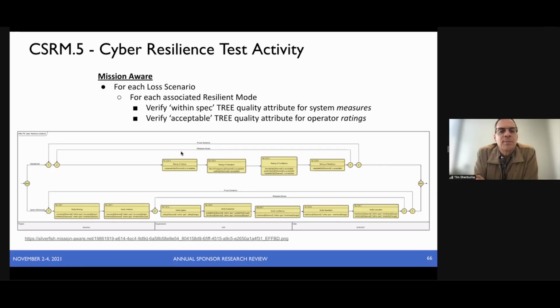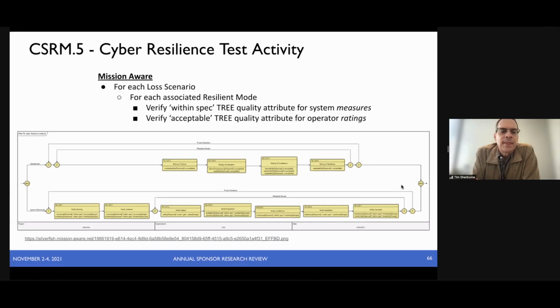There may be some operational impact for the resilient mode. Maybe different operators are involved. So we have to have the operator rating of the resilient mode, and so on through here, the isolation steps, the confidence building steps, and the readiness, and finally the execution of the resilient mode, or the enabling of the resilient mode within the system.